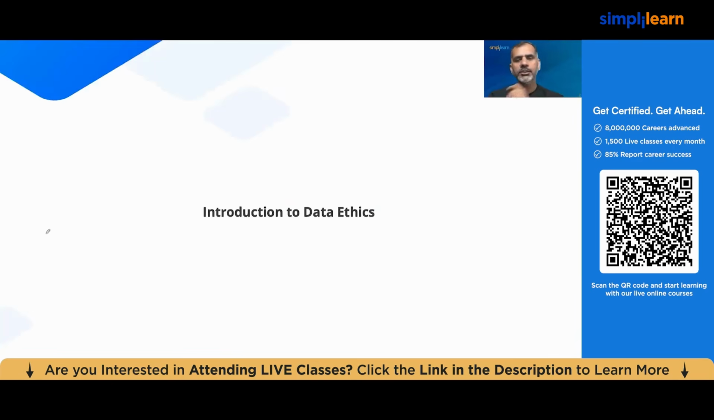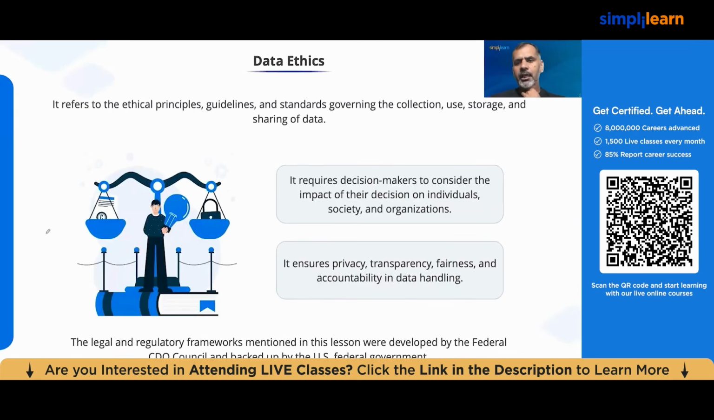So let's start with the introduction to data ethics. This is the first thing where we need to understand what data ethics is and what comes under it. We can say that data ethics basically addresses questions regarding the different ethical principles, guidelines, and standards governing the collection, use, storage, and sharing of data. So whenever you are collecting data, what are the principles for collecting data, using data, storing data, and even sharing data? And I would add one more thing, processing of data, like how you can process that data, is also very important.